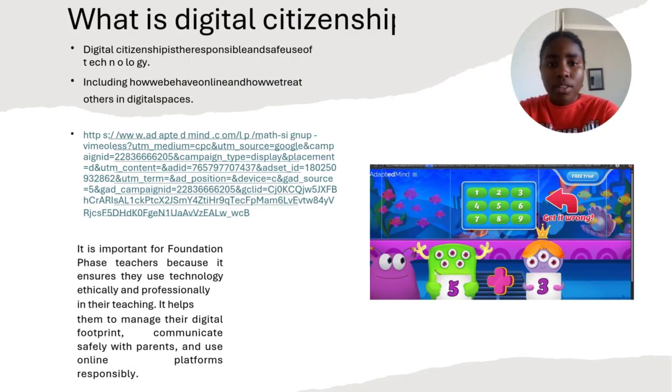Now we are going to talk about digital citizenship. Digital citizenship is a responsible and safe way of using technology. It also includes how you behave when you are online. There is an example on your right hand of how I personally use technology in a responsible way. There's also a link. Being a digital citizen is very important. As foundation phase teachers, it is important to ensure that we use technology in an ethical and professional way because it helps us to manage our digital footprint, communicate safely with the parents, and also use online platforms responsibly.